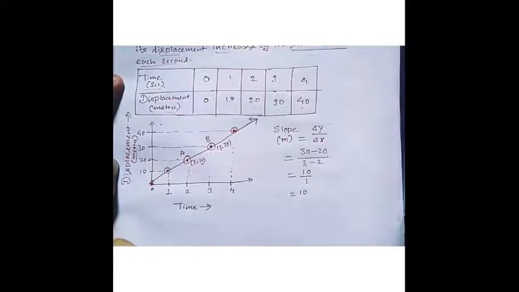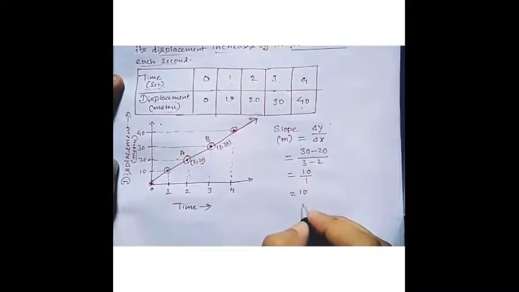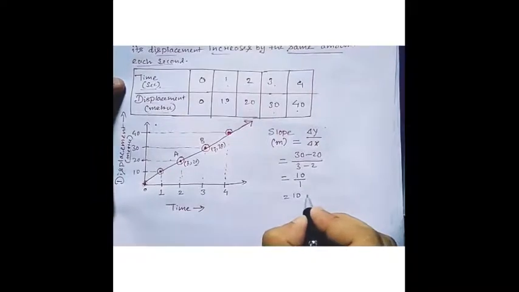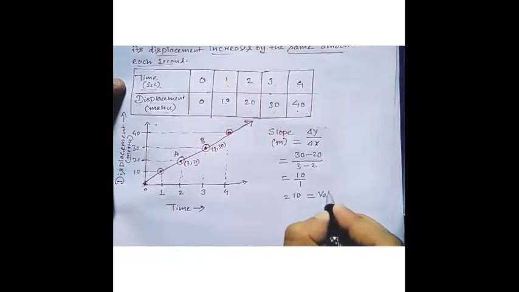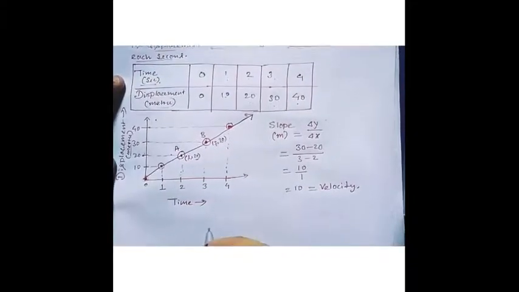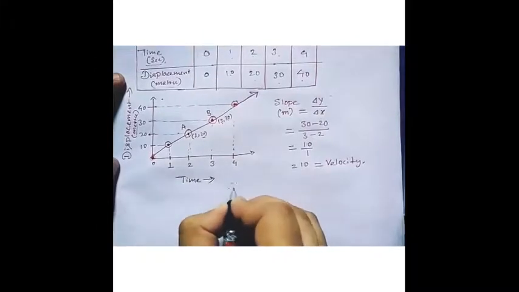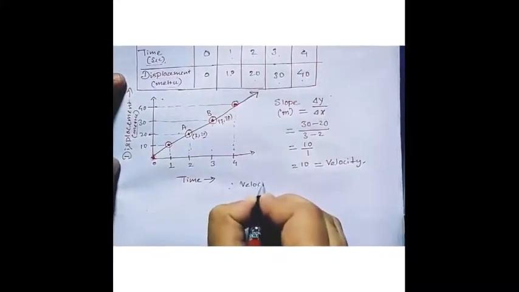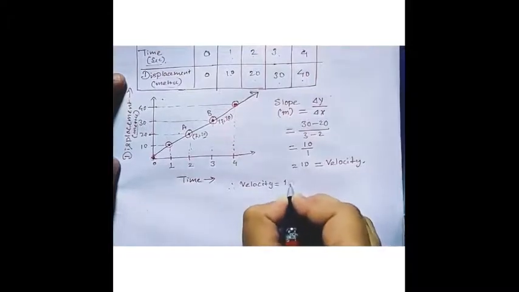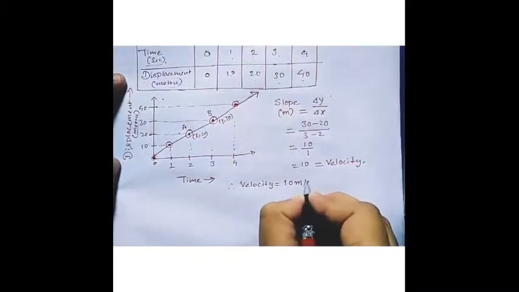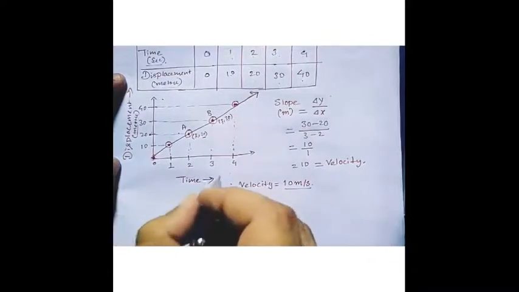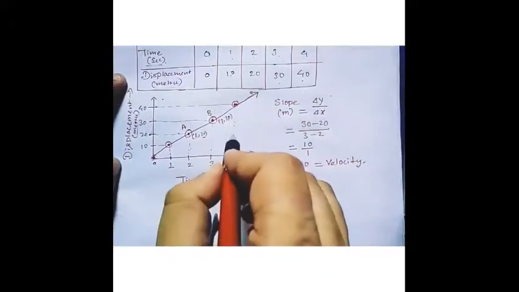Before, I told you that the slope of the displacement time graph indicates the velocity. So here this is the numerical value of the velocity. In this way you can calculate the velocity from a displacement time graph. Here the velocity is 10 meter per second. Look, one thing: always write the unit. Here the unit of velocity is meter per second.